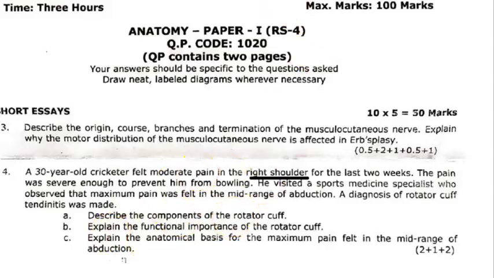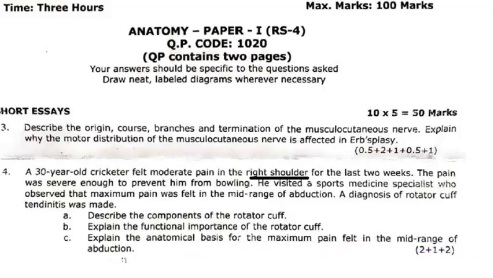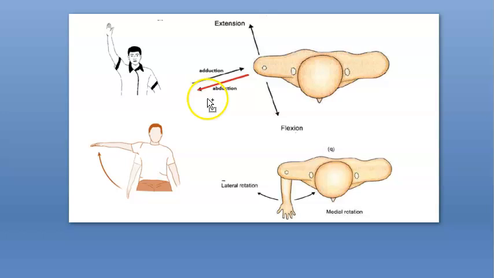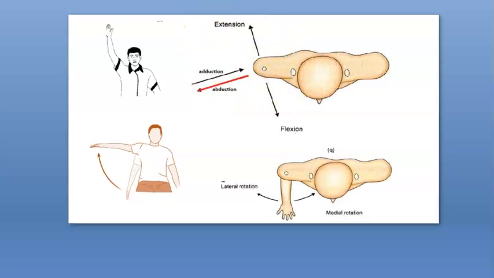Coming to the third question, this is where all the story is coming. Anatomical basis for the maximum pain felt in the mid-range of abduction. Now you have to write a lot of things for 2 marks. First thing, what is abduction of the shoulder? See here, this is the right shoulder joint. You're looking at the person, he's facing you, the patient, right?